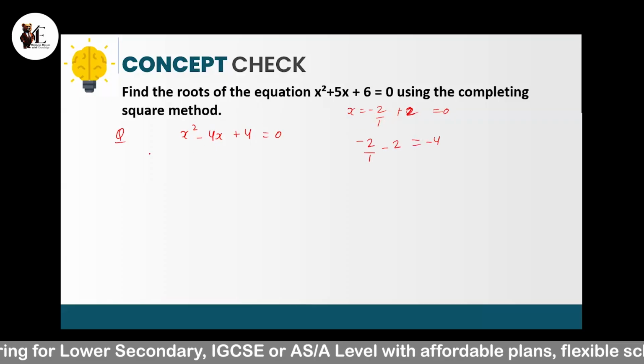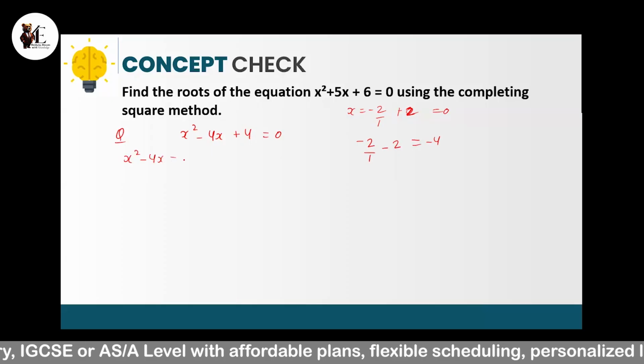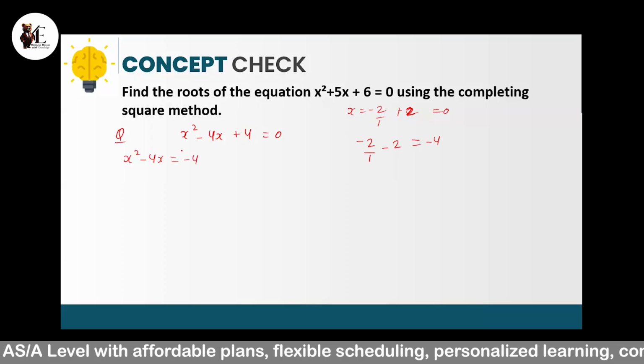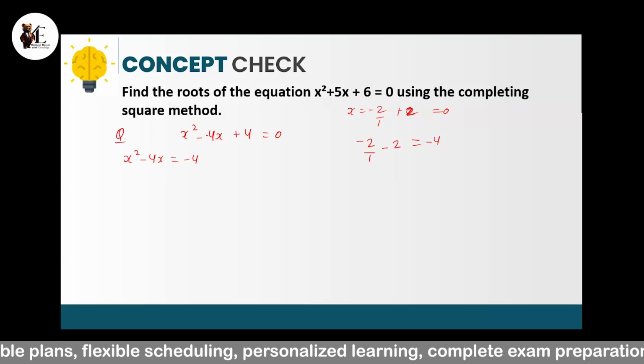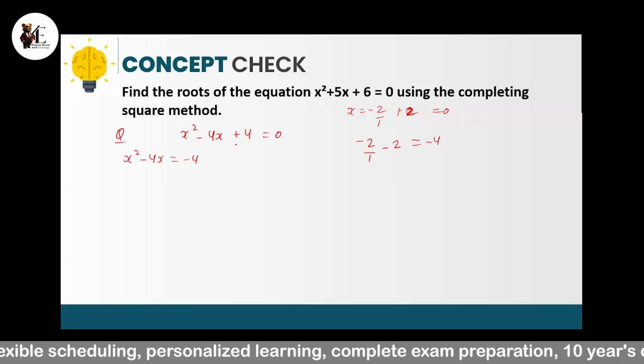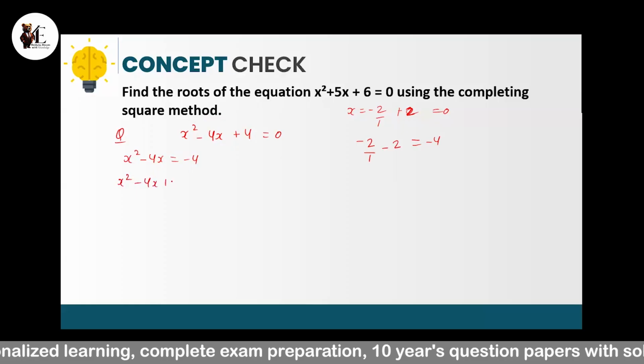Okay, so the first step will be x square minus 4x is equals to negative 4, right? Yes, sir. And then you have to do half of the coefficient of x, so that will be negative 2. And so the next step will be this one.